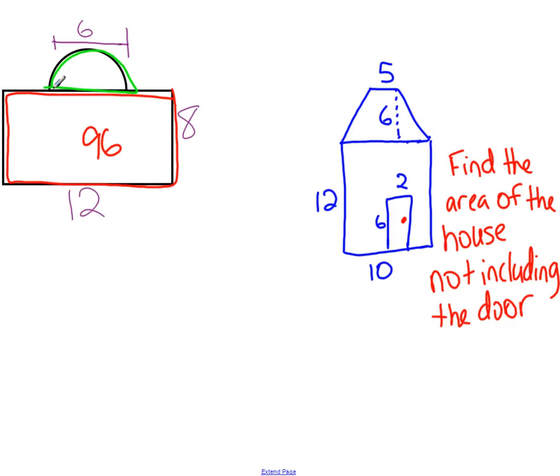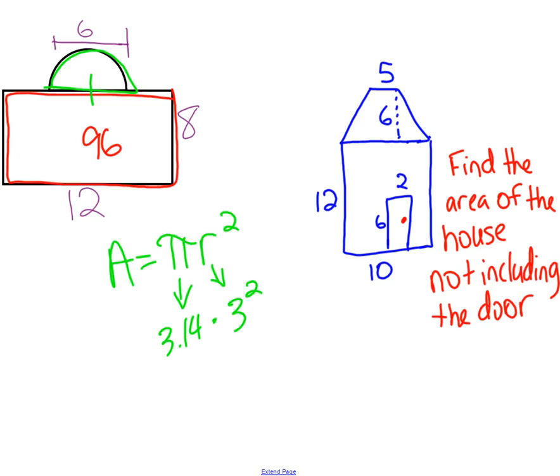Since we have no formula for area of a half circle, we need to find the area of a full circle. So that formula is A equals pi r squared. We fill in our numbers here, so pi, 3.14. The radius is not 6, it's half of that, which is 3. We always do the exponent first, so 3 squared is 9. 3 times 3.